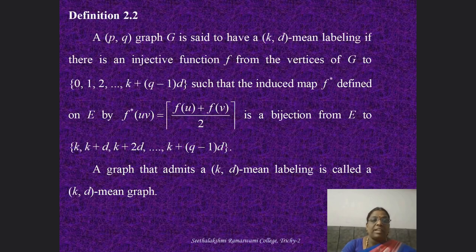In a similar way, we define the K-D mean labeling of the graph. A (p, q) graph G is said to have a K-D mean labeling if there is an injective function f from the vertices of G to the set of elements 0, 1, 2, up to k plus (q minus 1) into d, such that the induced map f star defined on E by f star of uv equal to ceiling of (f of u plus f of v) by 2 is a bijection from the edge set to the set of elements k, k plus d, k plus 2d, up to k plus (q minus 1) into d. A graph that admits a K-D mean labeling is called a K-D mean graph.